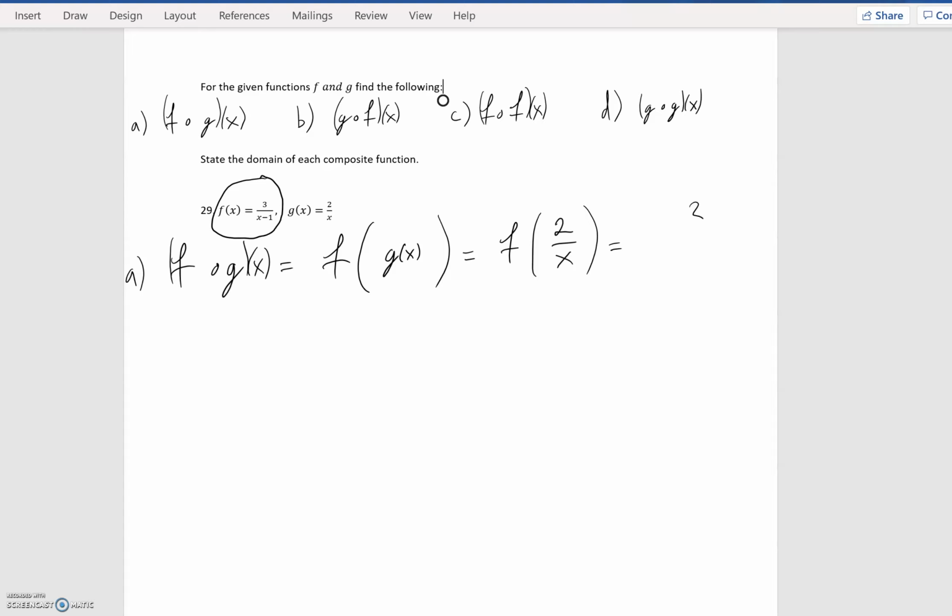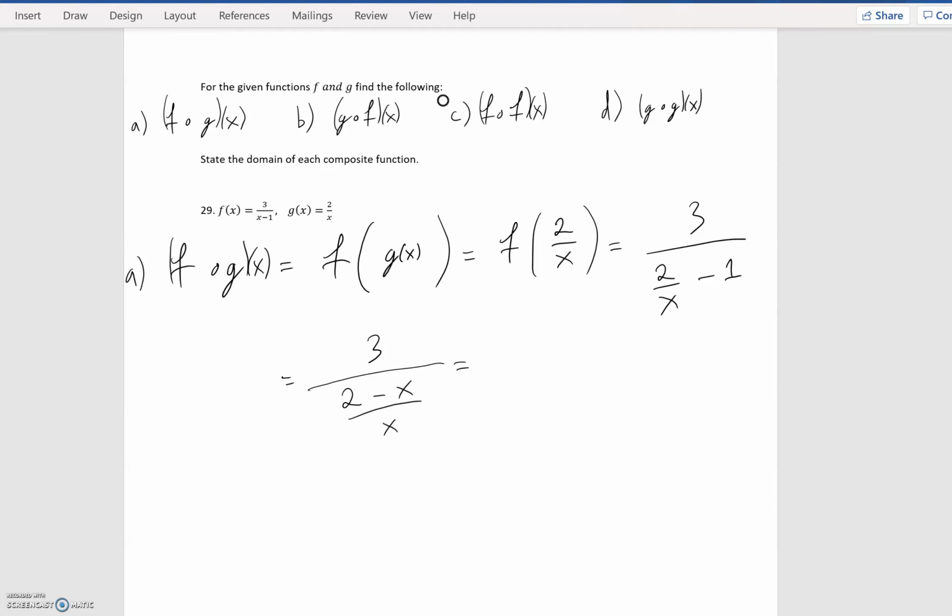So this equals 3 over 2 over x minus 1. I'm going to simplify this result further. Right now we have a complex fraction. The denominator of that complex fraction can be written as 2 minus x over x. So all I did there is I just subtracted those two fractions, right? Found a common denominator.